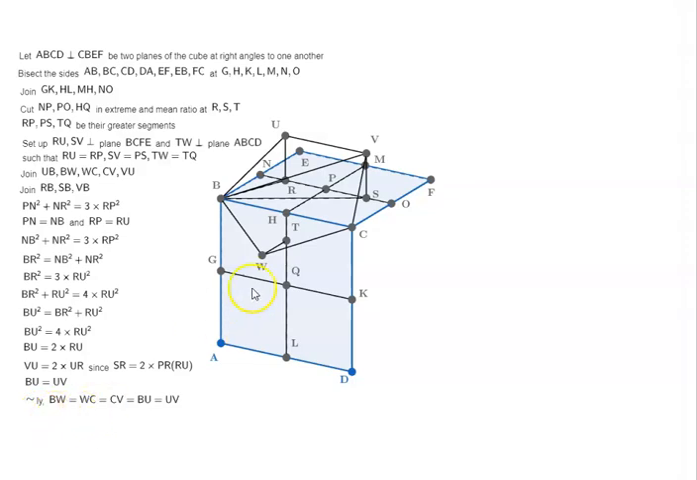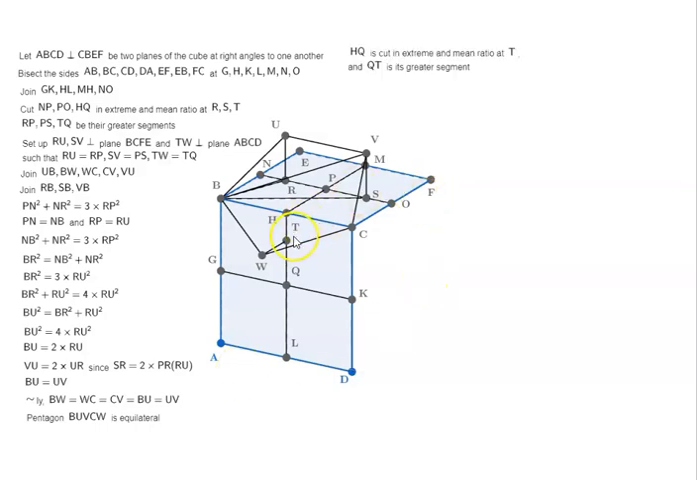Similarly, we can show that BW is equal to WC is equal to CV is equal to BU and is equal to UV. That is, all the sides of this figure are equal. And this figure is a pentagon. So pentagon BUVCW is equilateral.